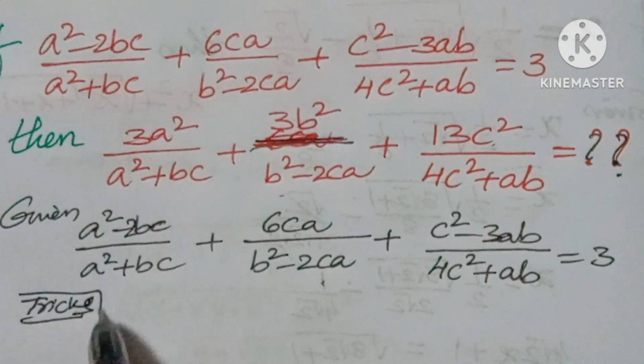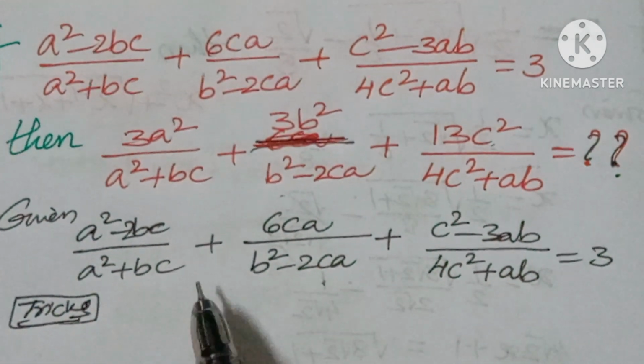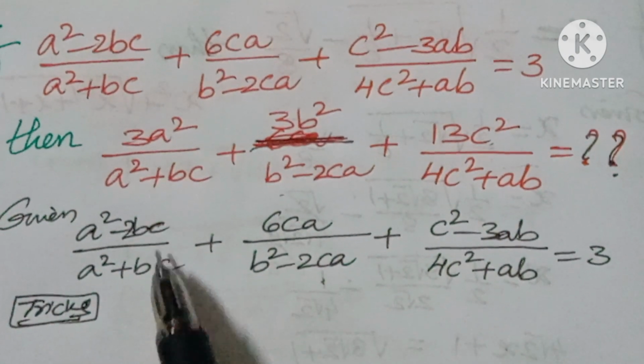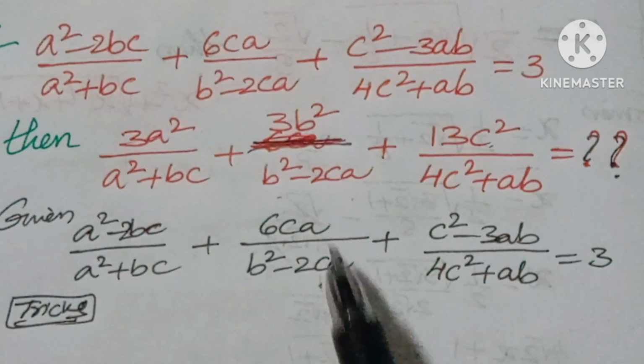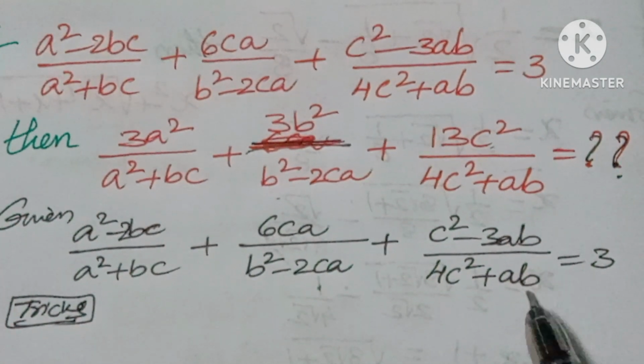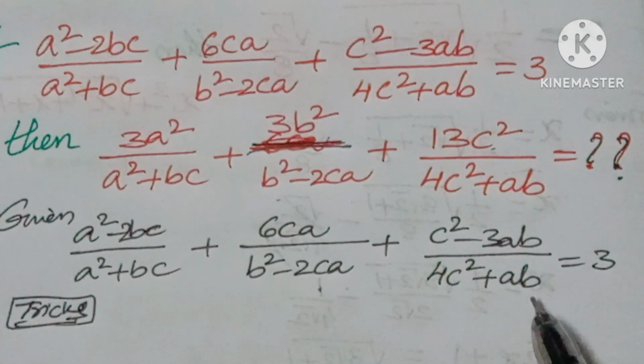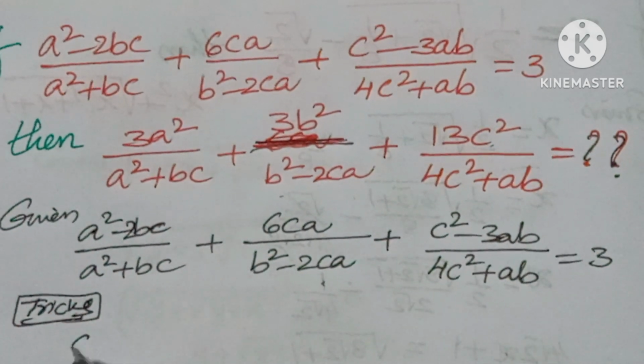So what is the trick? Here you have to eliminate BC, in numerator and denominator. Here you have to eliminate CA. Here you have to eliminate AB. So here, what will you do?